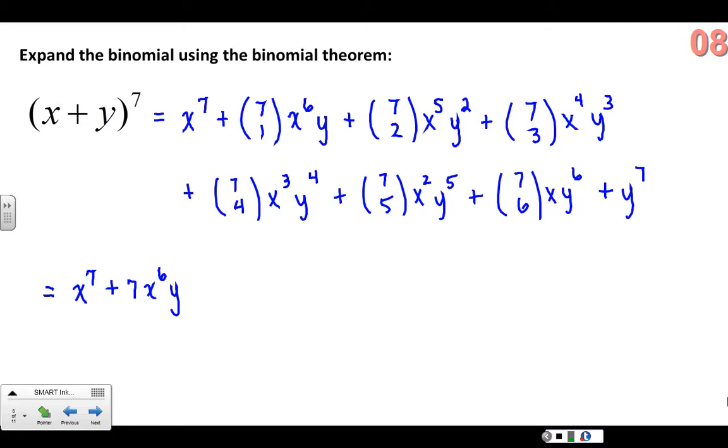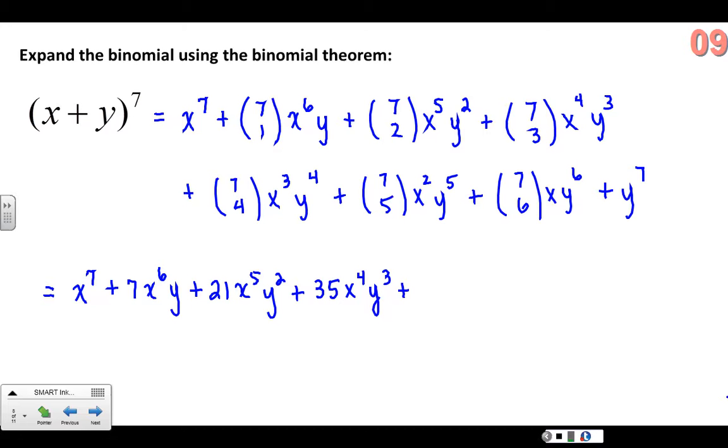Okay, I'm going to use my calculator to help me do the combinations as well. So the next term, 7 choose 2, that's going to be 7 factorial over 2 factorial and 5 factorial. So that will come out to be 21 x to the 5th y squared. Okay, 7 choose 3 will be 35. 7 choose 3 would be 7 factorial over 3 factorial and 4 factorial.